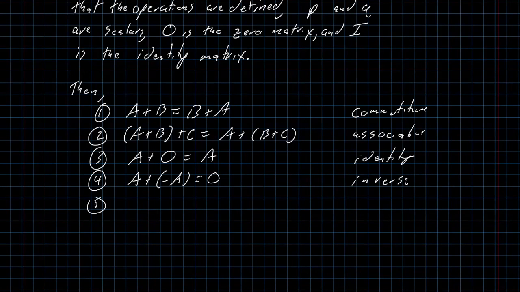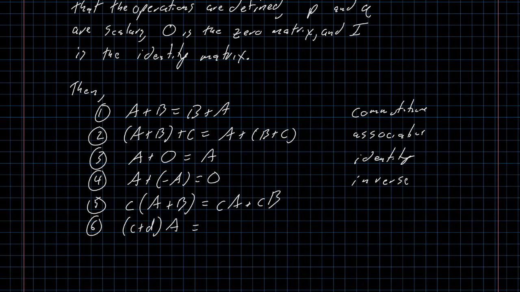Then we've got a couple of distributive properties. We can distribute scalar multiplication over matrix addition, and we can distribute scalar multiplication over the addition of scalars. All right, those are both the distributive property.